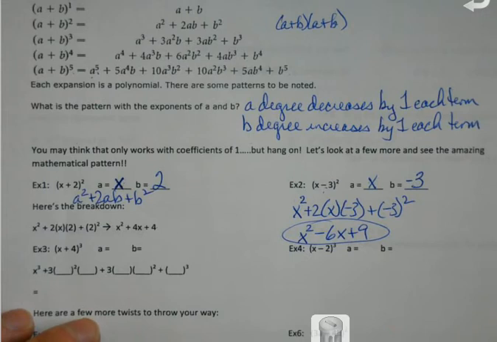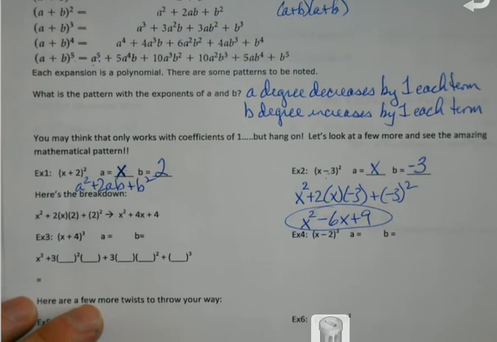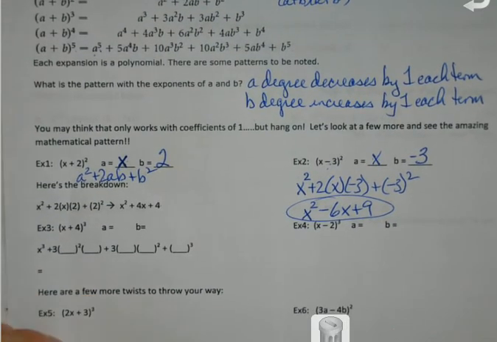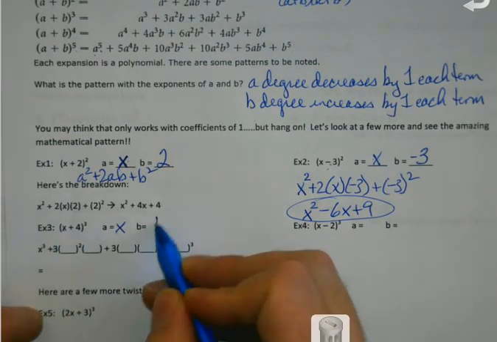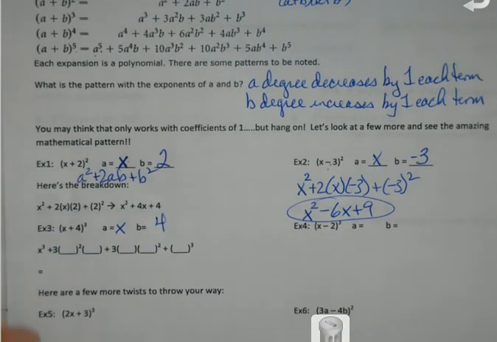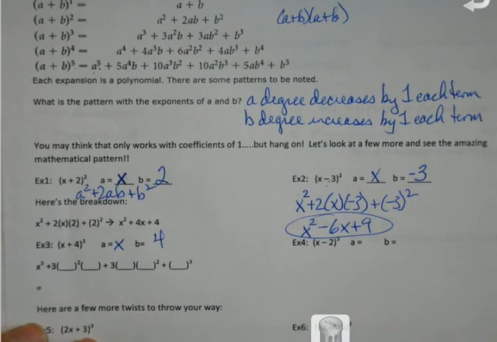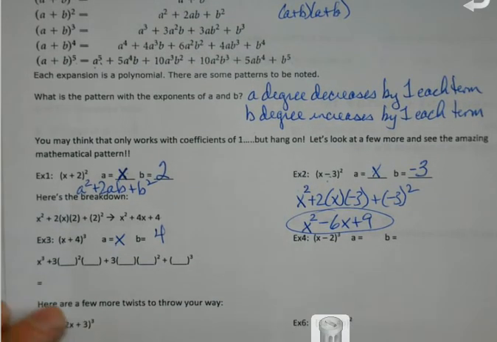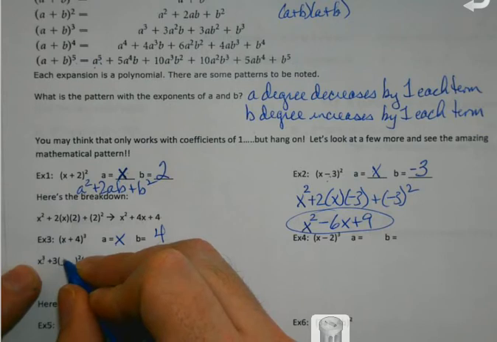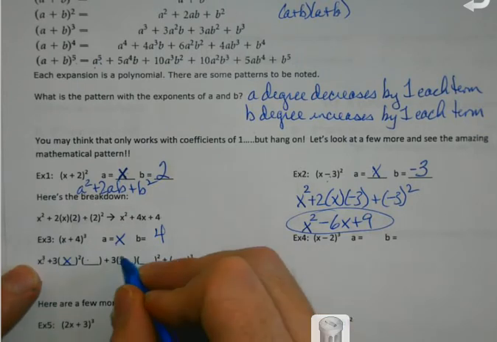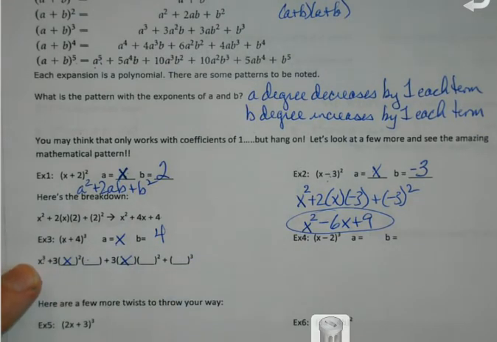When I get up to thirds, this is when it gets to be a little more fun. So here, my a term is x, my b term is 4. And sometimes when I'm doing this, I like to take care of all of my a terms at once. So for instance here, it's x to the third, then the next one will be x squared, then x, then there won't be any left.